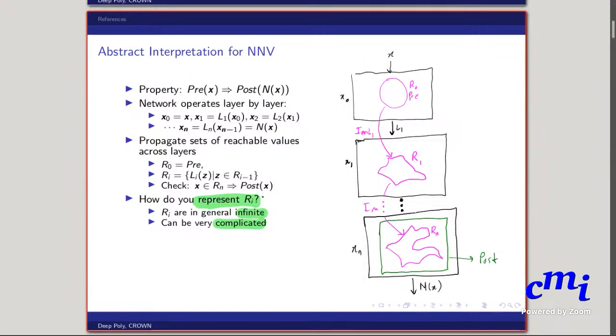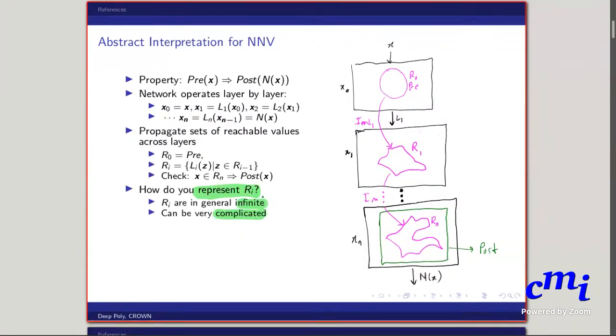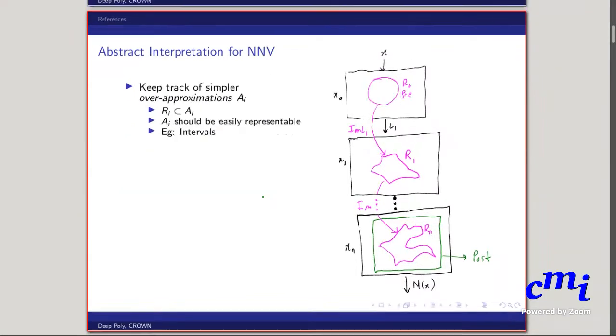So this is a general problem with this approach, which is where abstract interpretation comes in, right? The key idea behind abstract interpretation is that we'll not keep track of this whole complicated set Rn, but rather we'll keep track of over-approximations of them, right? That is, we will keep track of these sets AI, where RIs are going to sit inside the AIs. And the key thing about AIs is that they should be easily representable, and we should be able to do an over-approximate image computation for these AIs easily, right?